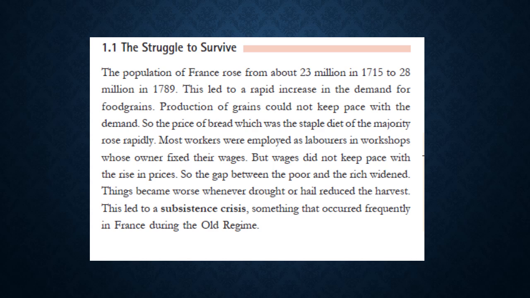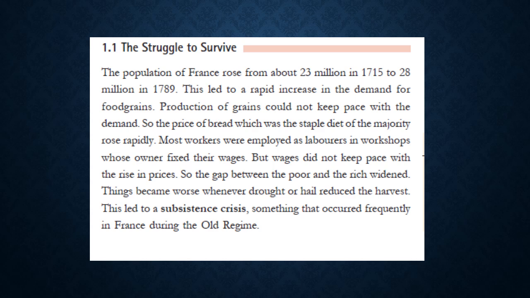All this finally concluded in a subsistence crisis, which meant an extreme situation where the basic means of livelihood are in danger. In other words, subsistence crisis means supporting oneself to a minimal level, the minimum amount required for a person to survive, a situation that arose continuously in France during the old regime. We have already discussed what the old regime is in part 2, so please do watch that video session also.